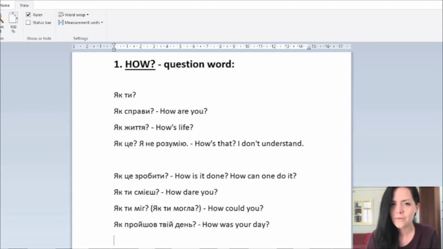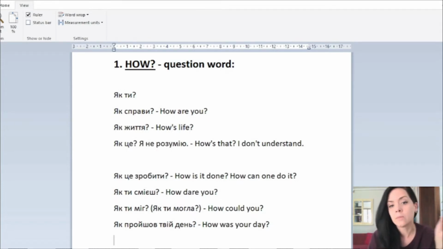I am sure that for most of you, whenever you hear the word yak in Ukrainian, the first thing that comes to mind as a translation is how, right? As a question word. That is one of the very first things you learn as a Ukrainian learner. For instance, як ти or як справи means how are you, right? Як ти means exactly how are you, because ти means you.